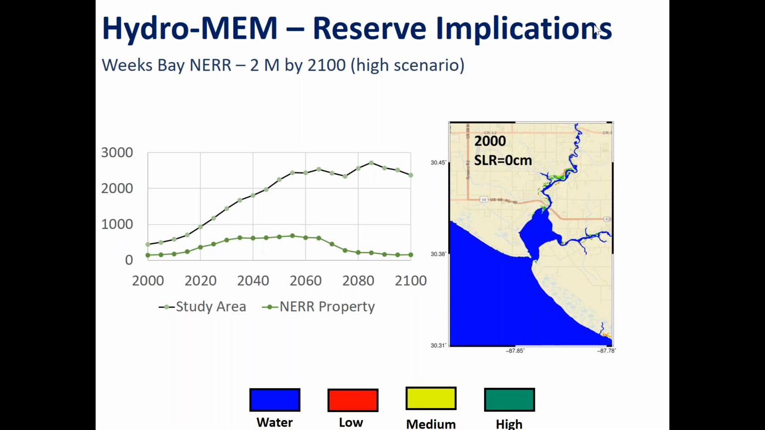So in this graph, this is the same site, looking at Weeks Bay, but in this case, we now have a 2-meter sea level rise by 2100, which is a higher scenario. On the graph to the left, you see acres of marsh, and on the bottom is through time.